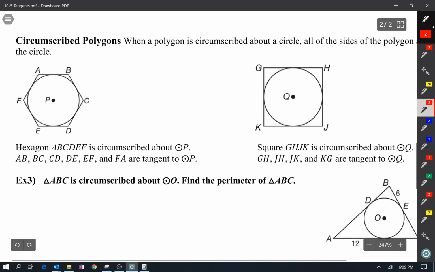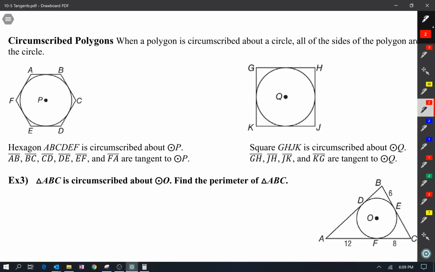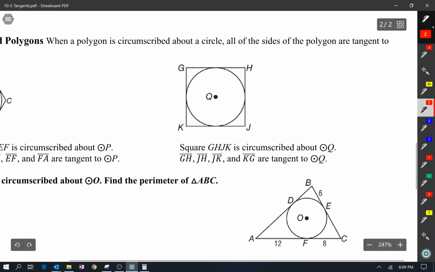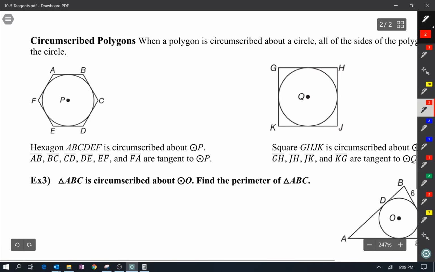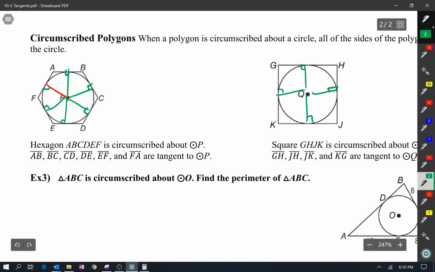All right, so what does this say? When a polygon is inscribed or circumscribed, meaning around a circle, all the sides of the polygon are tangent to the circle. Okay, so what are we saying? We're saying these are all right angles, right? Right angle, right angle, right angle, right angle. They're all tangent at those points, yeah? That's all we're saying there. So these are tangent here, here, here, and here. That's all we're saying, all right?